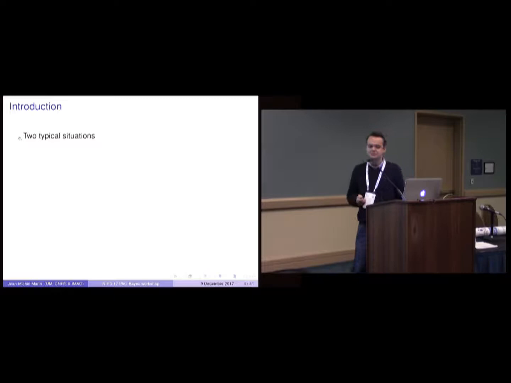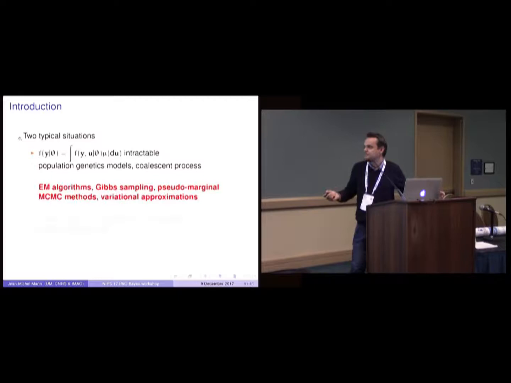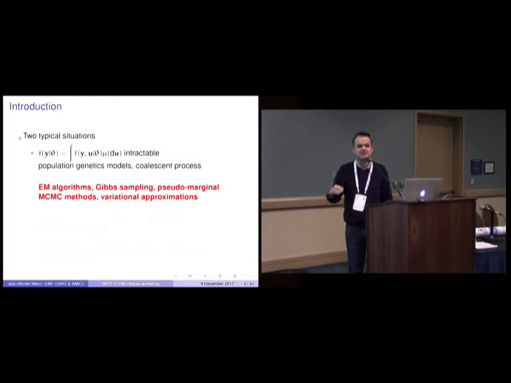There are two typical situations in which this is the case. The first one is when the intractability is due to the presence of a latent variable. You have a big latent variable, which lives in a very large space, and you are not able to integrate this latent variable, which is called U in this slide. This is typically the case in some population genetics models, and the typical model in this field is the coalescence process. For the coalescence process, we only observe the end of the tree, and you have to integrate over the whole tree, and it's a very big space, and it's almost impossible to integrate this latent variable, and so the likelihood is intractable.